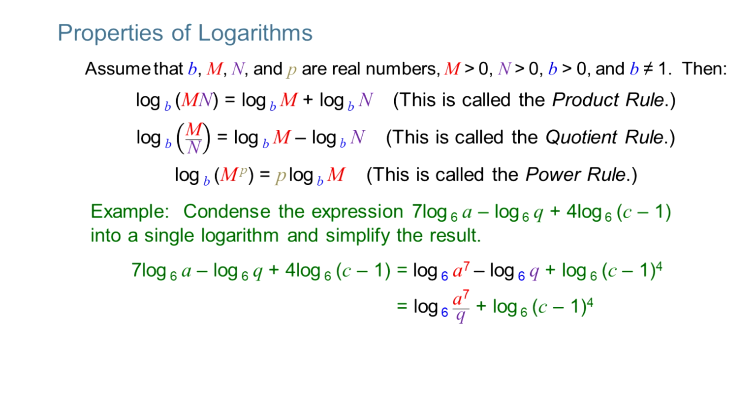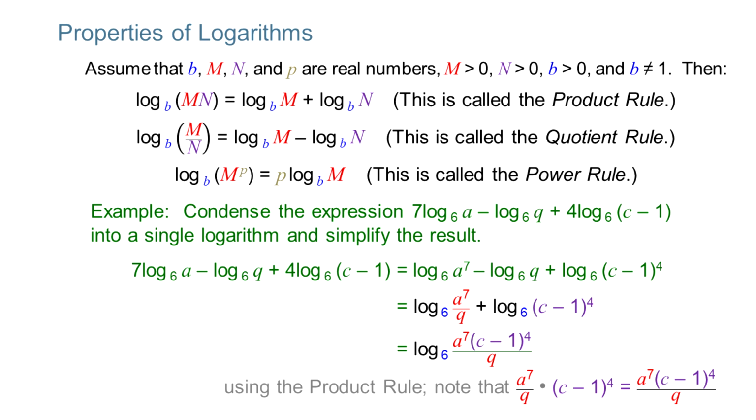For my third and final step in this problem, I'll note that there is an addition sign between the two logarithms. That means that I can use the product rule. Note that this rule says that I can combine the two logarithms into one logarithm by multiplying the a to the 7th over q by the quantity c minus 1 raised to the 4th power.